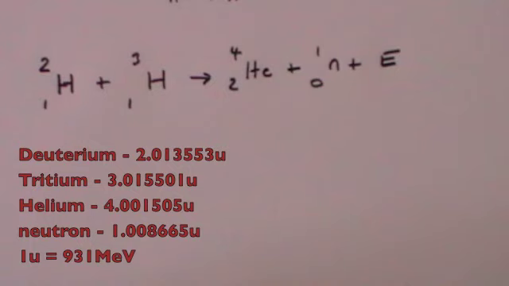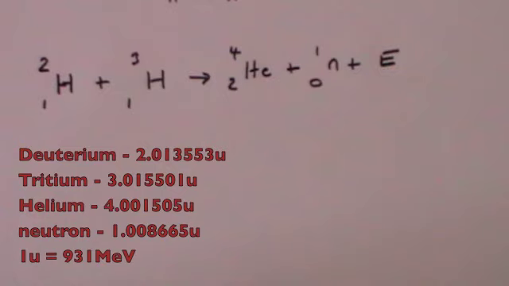2.013553 atomic mass units. Tritium, 3.015501 atomic mass units. Alpha particle, 4.001505 atomic mass units. And a neutron has 1.008665 atomic mass units. And we're asked to find the mass deficit and the energy released.